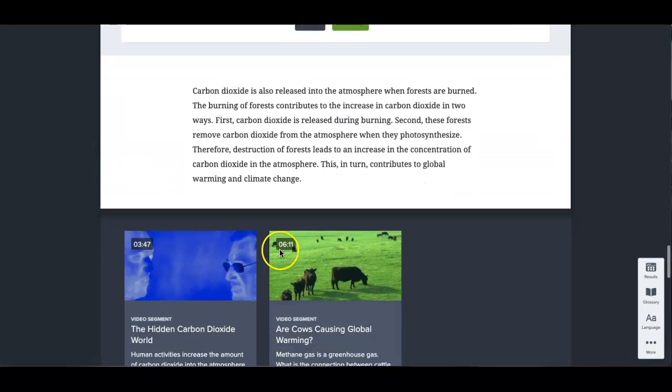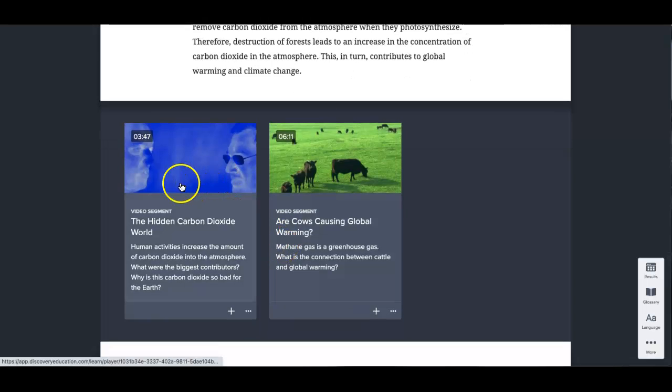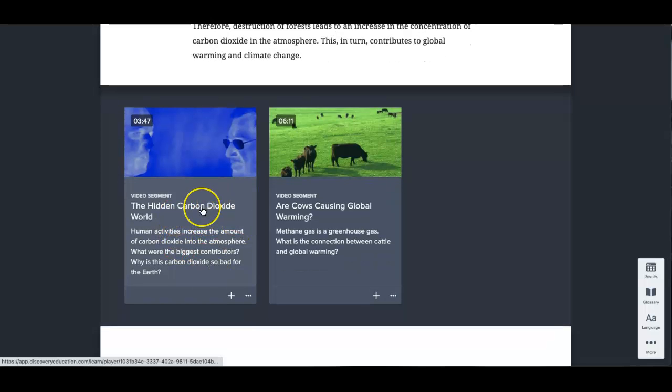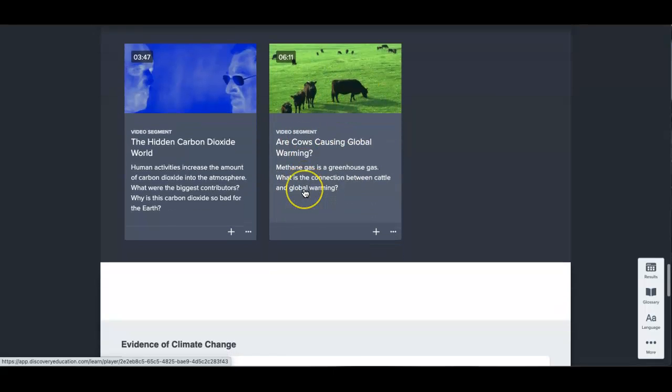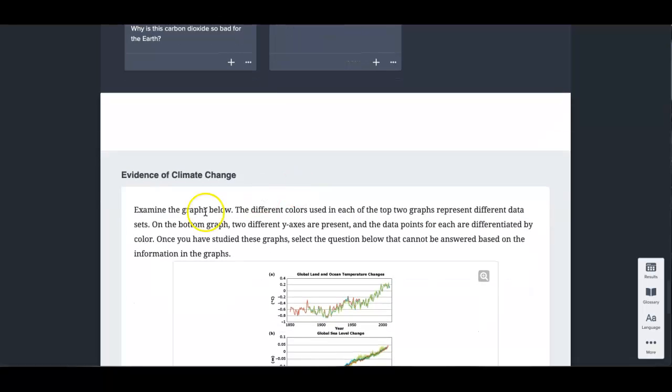Read this. I would highly recommend watching both of these videos. This video is super cool. If we get a chance, maybe we'll look at it in class, because it shows you how much carbon dioxide is around, and we're going to learn more about carbon dioxide in a next lesson. And this is interesting too. You might not think about how cows might be contributing to our climate getting warmer and to climate change. So this is a very interesting video.